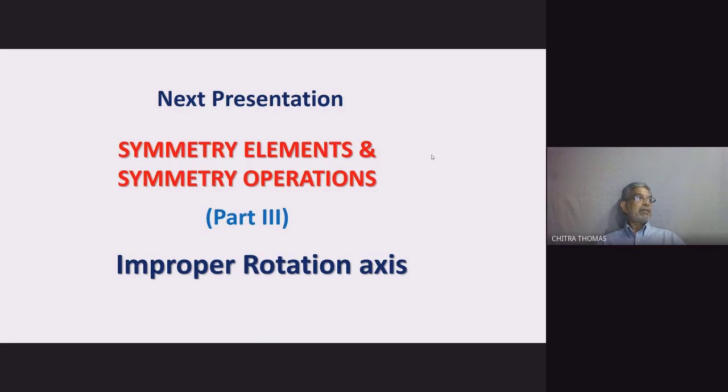So the next presentation will be symmetry element, symmetry operation, part 3, improper rotation axis.